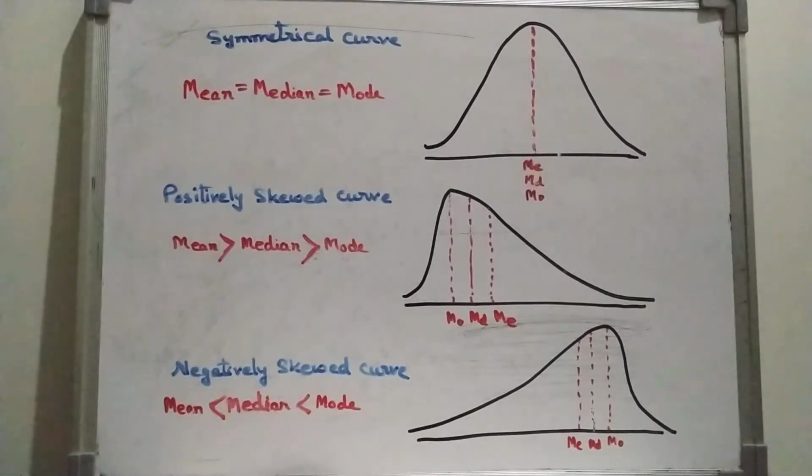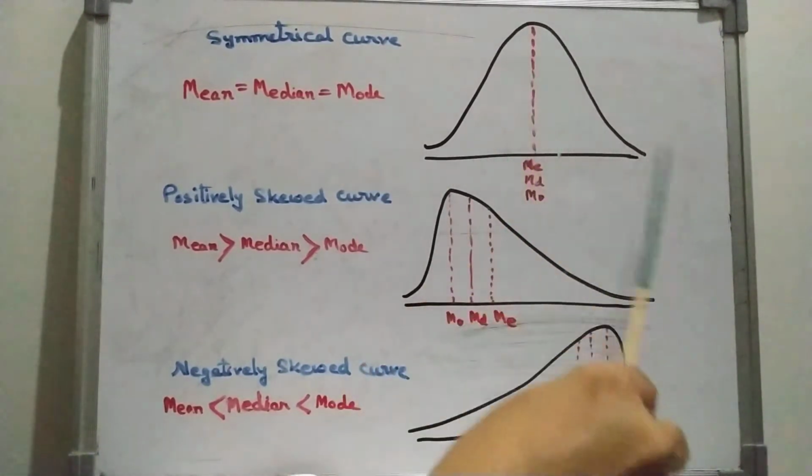Hello students, in this video we are going to learn about the relationship among mean, median and mode in three different situations. Okay, so the first is symmetrical curve. This curve is a symmetrical curve. So what is the relationship among mean, median, mode when the curve is symmetrical?